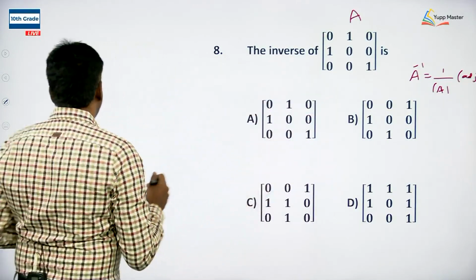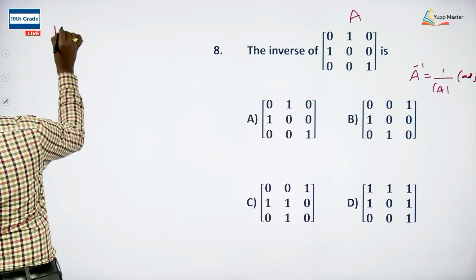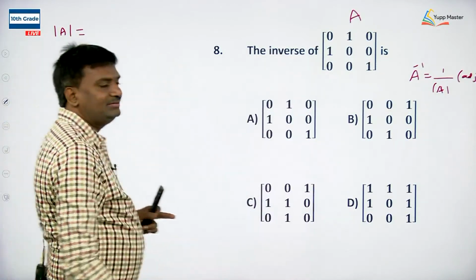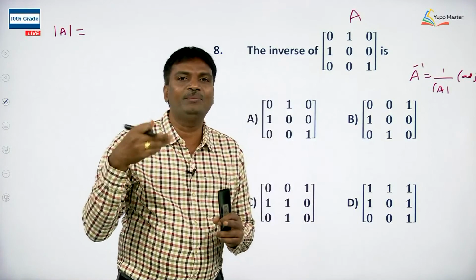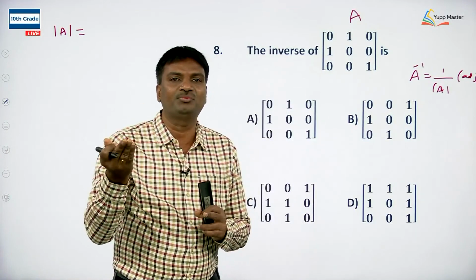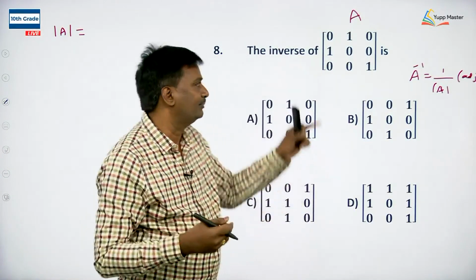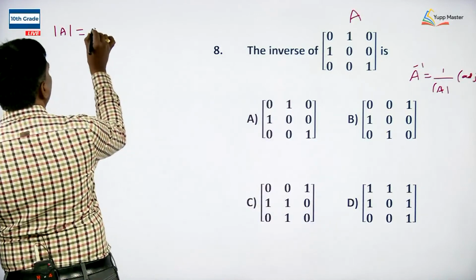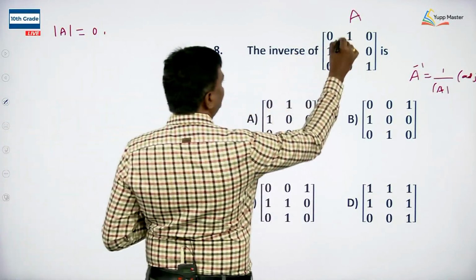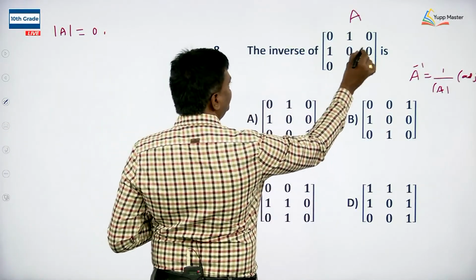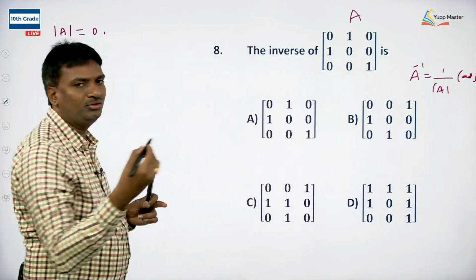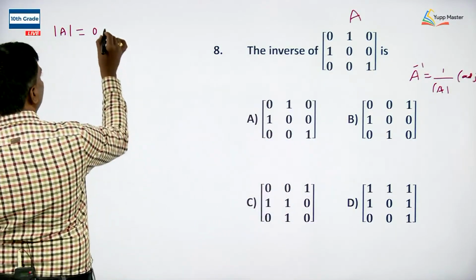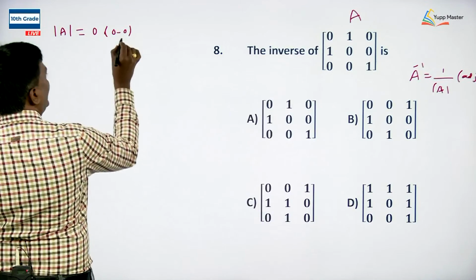So first let us find determinant of A. Since this is a 3 cross 3 matrix, we have to multiply the elements of the first row with their corresponding cofactors and we have to add them. So 0 into cofactor of 0, eliminate this row and this column. The remaining elements 0, 0, 0, 1. So 0 into 1, 0, minus 0 into 0, 0. So that is 0 minus 0.